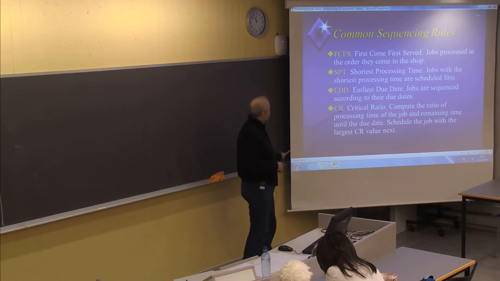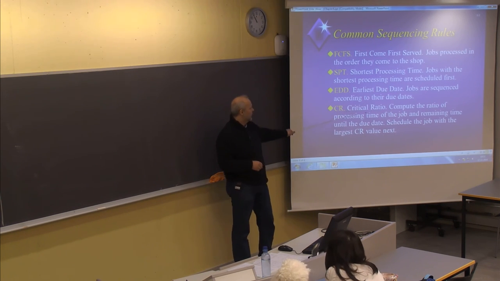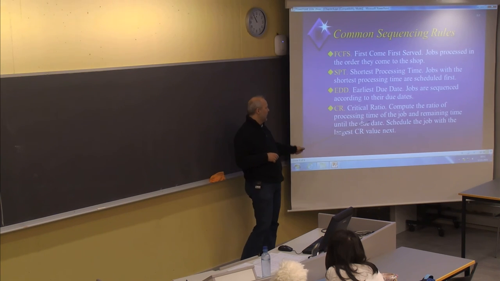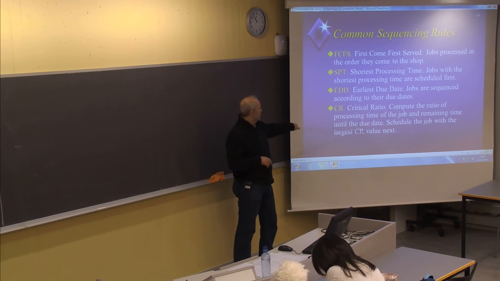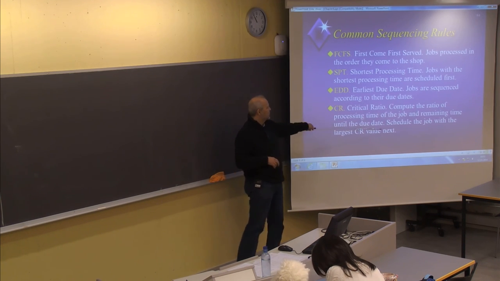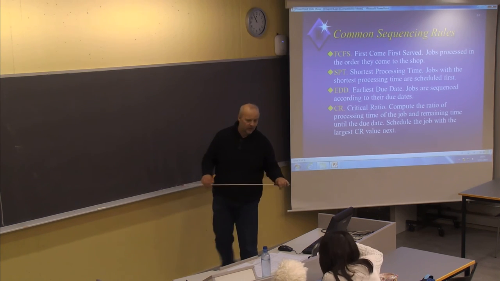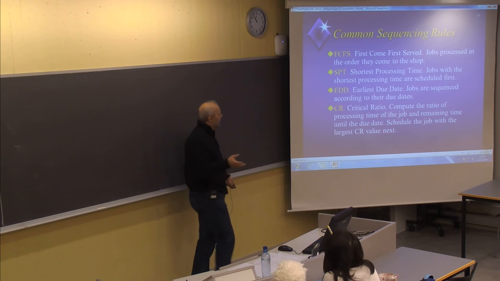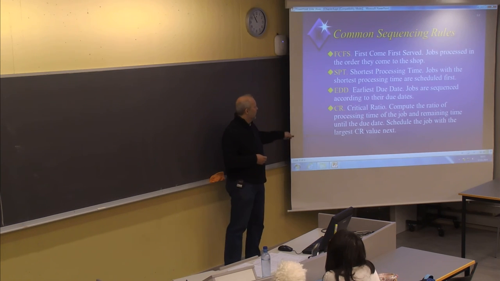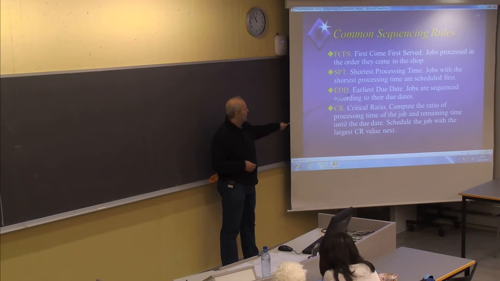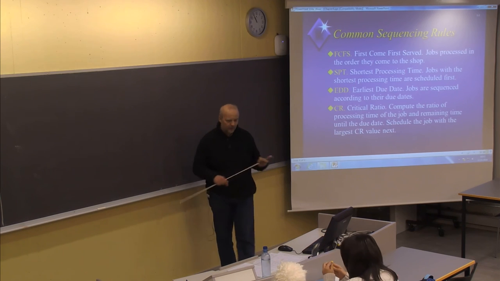We will also look at the CR, the so-called critical ratio, which is the ratio of the processing time of the job and the remaining time until the due date. This CR value should then be used to schedule the jobs. So schedule the job with the largest CR value next. This is not optimal for any objective, but it's some kind of compromise between the SPT and the EDD rule.